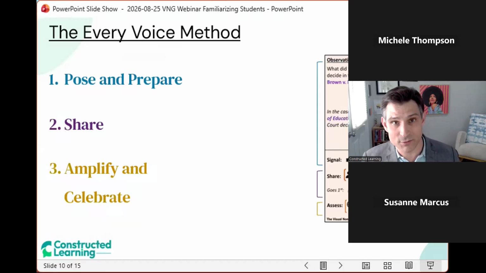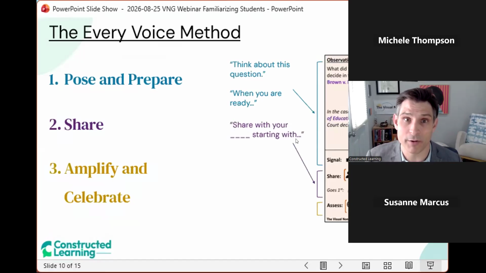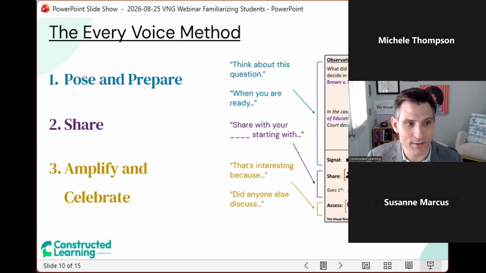It's both randomly calling on students as a way to have a whole class conversation, but it's also about really trying to get a diversity of ideas and to extend those ideas as the teacher facilitator of that whole class conversation. So this might sound like, let's think about this question, and when you are ready to finish the sentence, or when you're ready to answer the question, go ahead and finish it. The share is going to be, you're going to share with your elbow partner or your table group, starting with so-and-so.